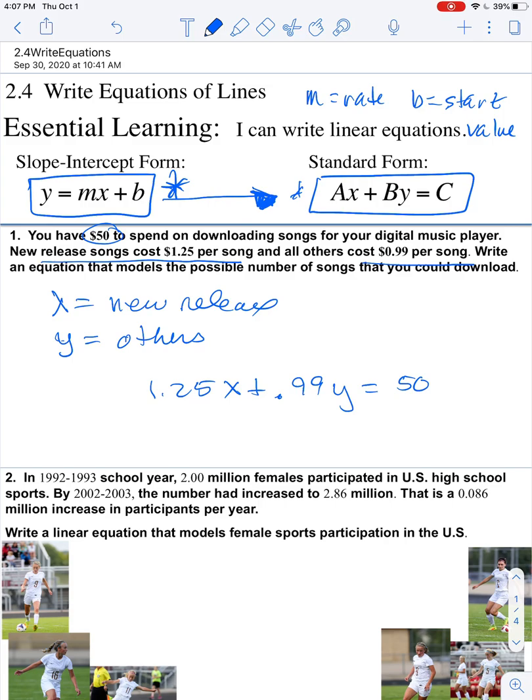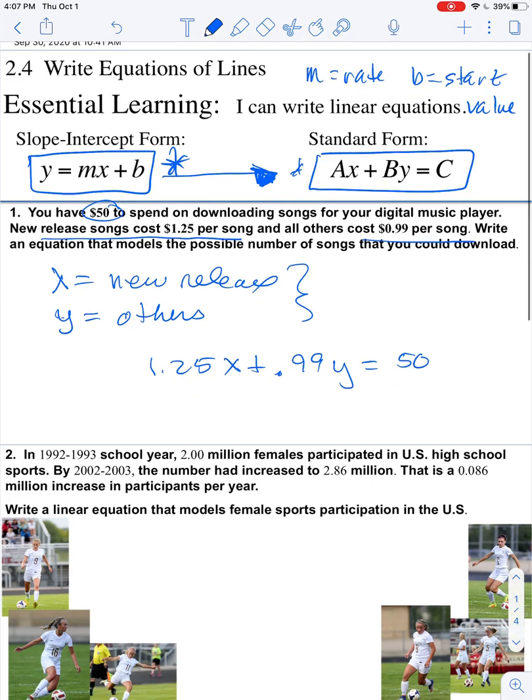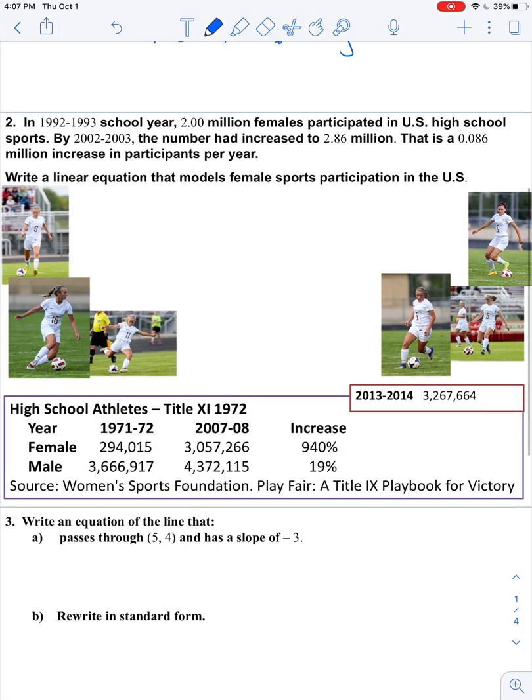So it says to write an equation that models the possible number of songs that you could download, and then X and Y is going to each represent the total. So later on in chapter 3, we're going to deal with how to solve equations that have two variables like that. But for right now, we're just trying to represent situations.